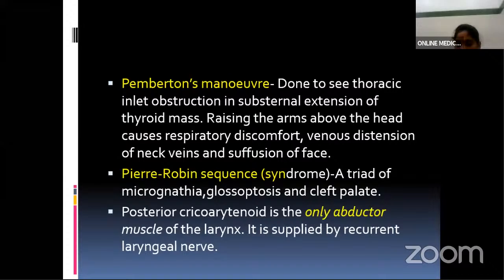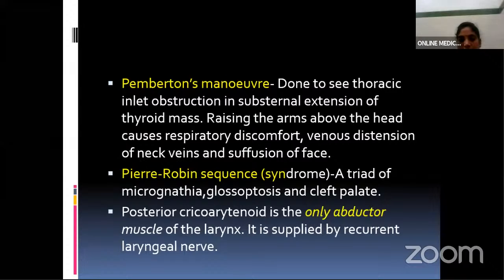Respiratory discomfort, venous distension of the neck veins, as well as congestion of the face. These are all due to the compression by the thyroid mass, which is hidden behind the sternum. When they ask to do the Pemberton's test, it is indicated. So without ultrasound, we can diagnose the substernal extension by using this test. That is the idea of this test.